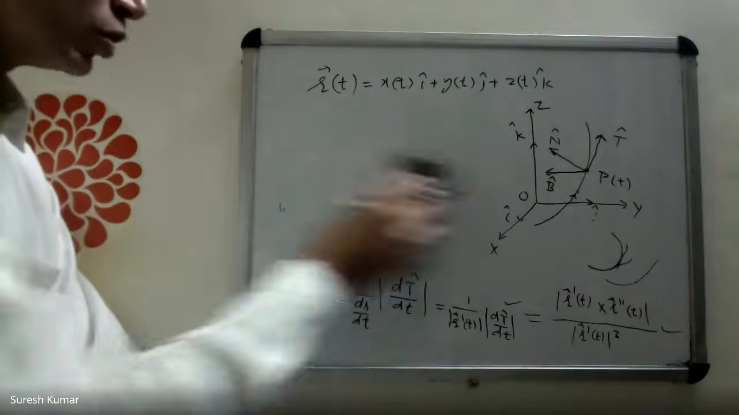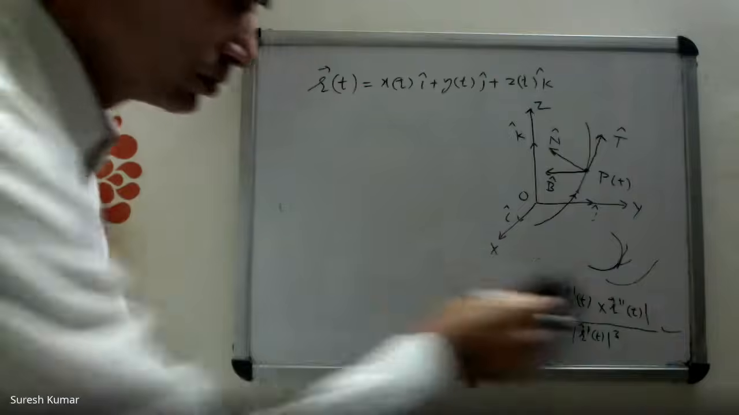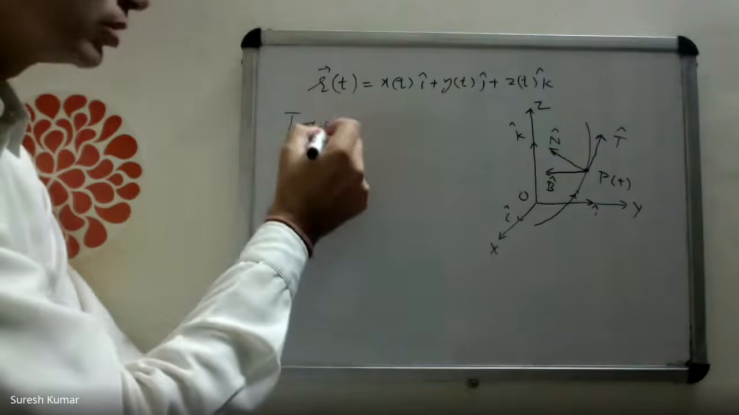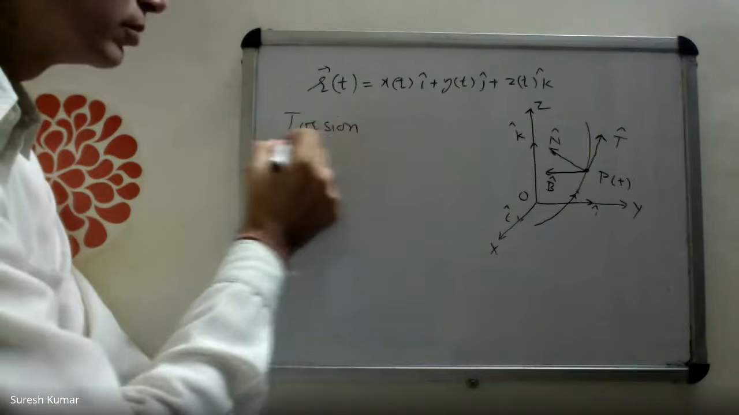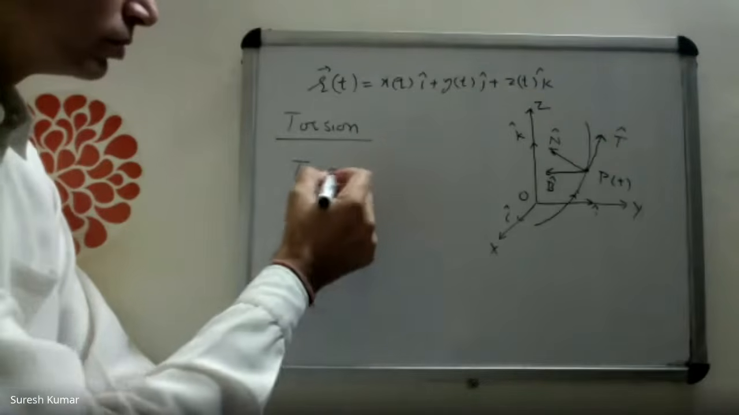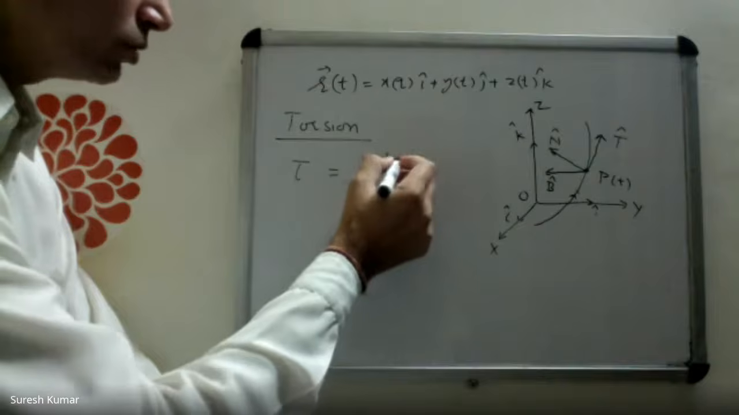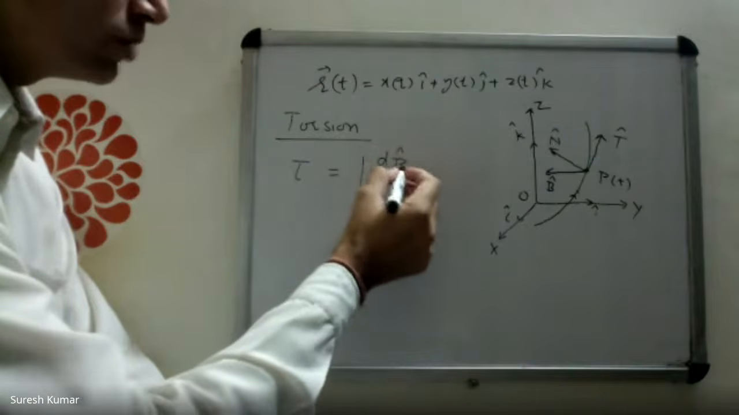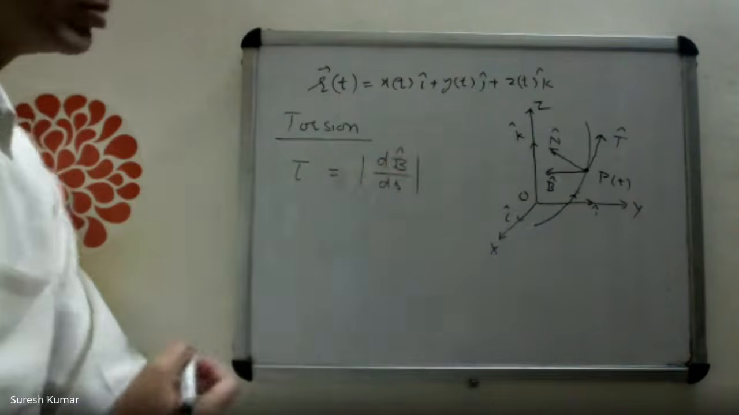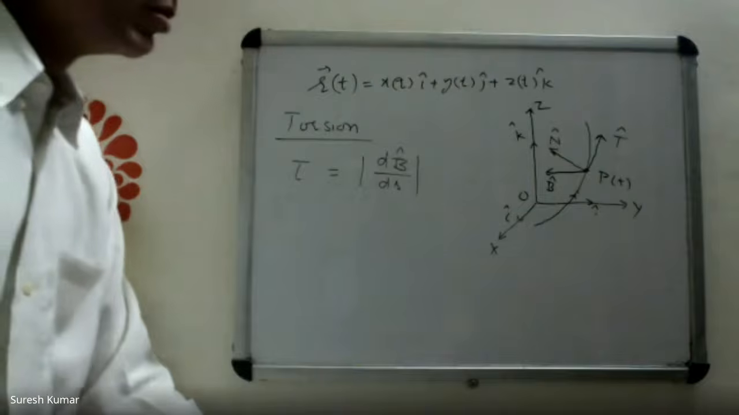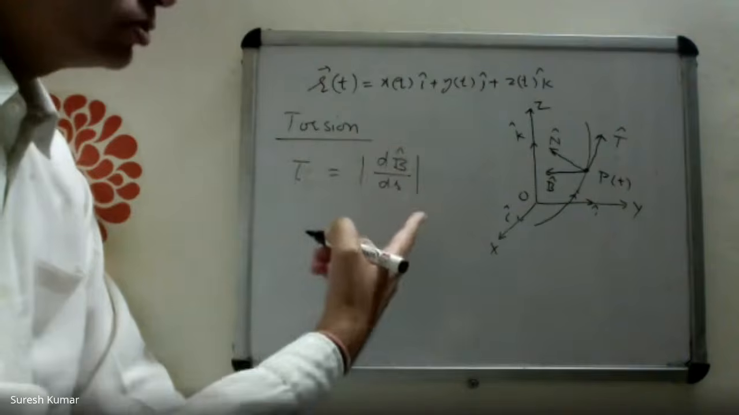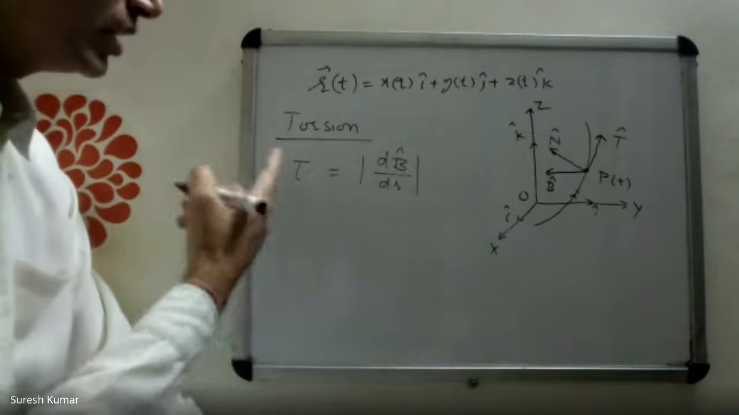Next is torsion. This is also important. Torsion. How do we define torsion? Denoted by tau. It is the rate of turning of the binormal vector, the b cap vector, with respect to arc length. Rate of change of the binormal vector with respect to arc length, but that is the magnitude only. Conventionally, we write torsion with the sign.